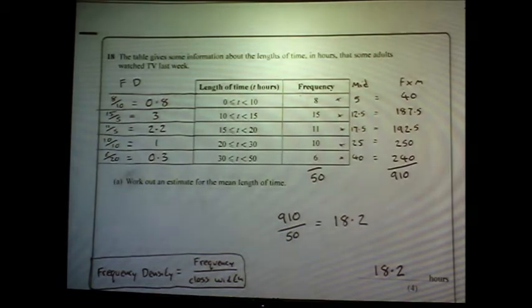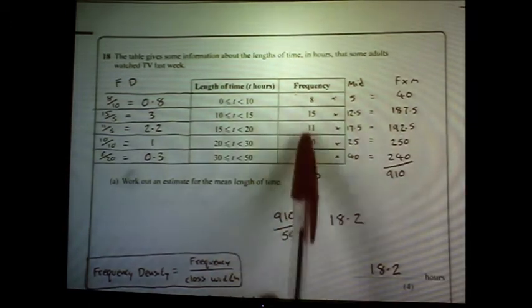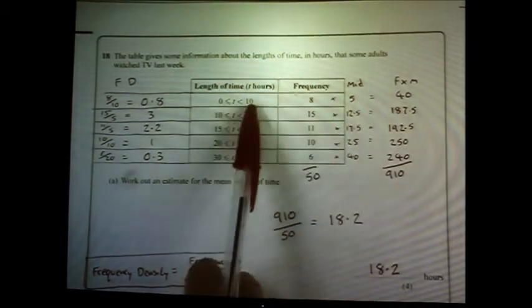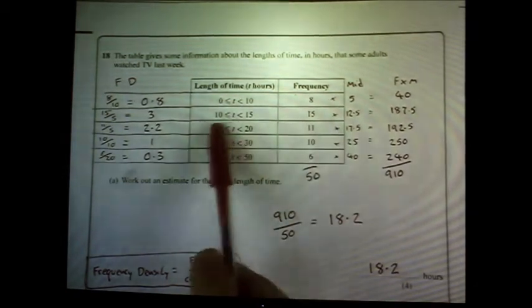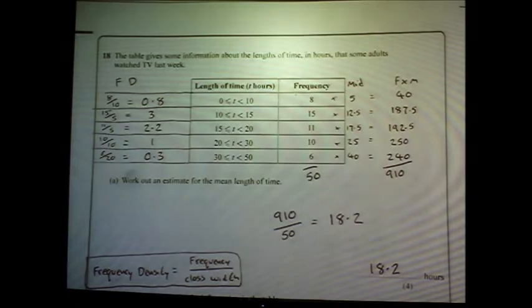Question 18, it's about working out the mean of group data. You've got some information here about adults watching television. It says that 8 adults watched TV for between 0 and 10 hours in a week. 15 adults watched it for between 10 and 15 hours in a week, and so on.